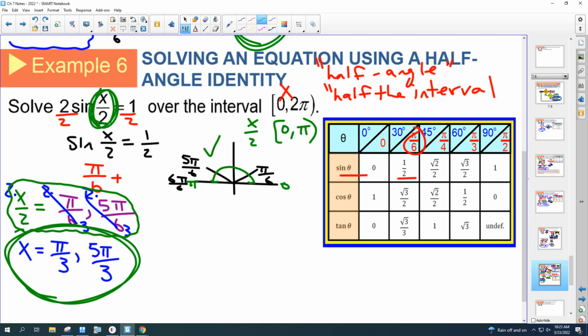2 pi over, well, it's not reduced. 2 pi over 6 and 10 pi over 6 is right. It's just not reduced. So this is a better answer. Reduce your fractions. I would give that to you, but I know Math Excel wouldn't.